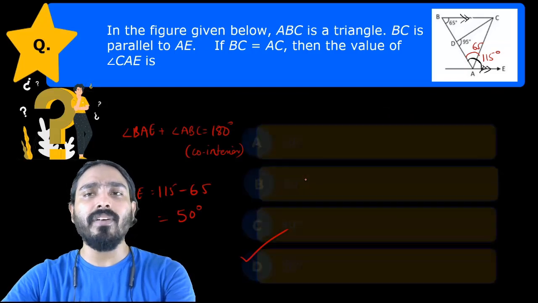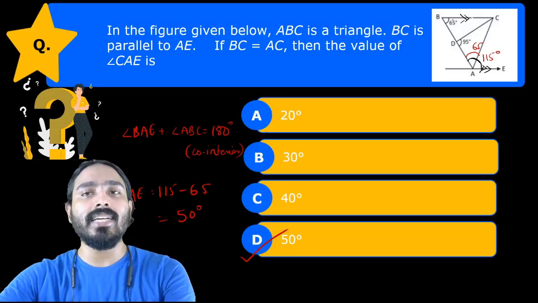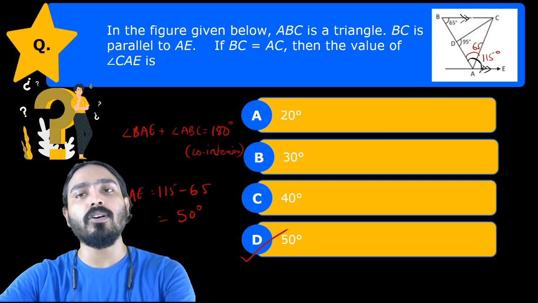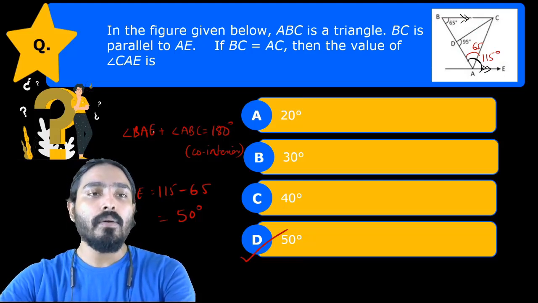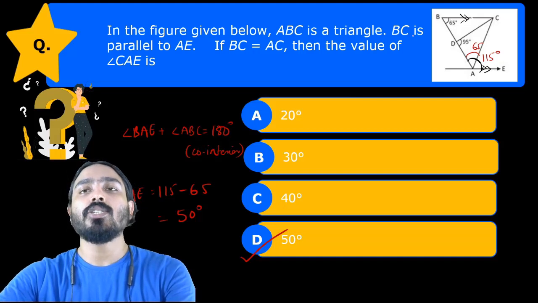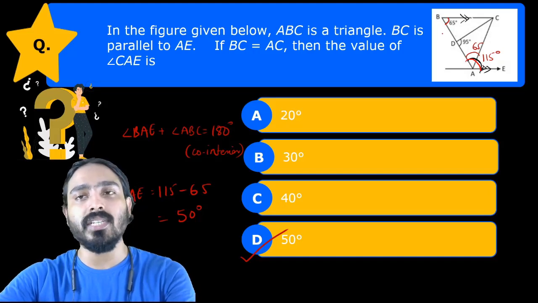Now in this case, we have to find the value of the angle. Just look at this. Because these 2 lines are parallel, BC is parallel to AE, it is given. So because of co-interior angles, BAE and ABC will form 180 degrees. So if this is 65, this whole angle will be 115 degrees, that is 180 minus 65, right?